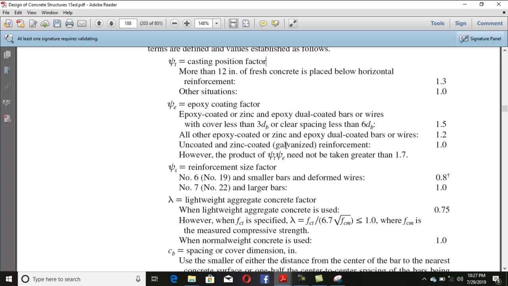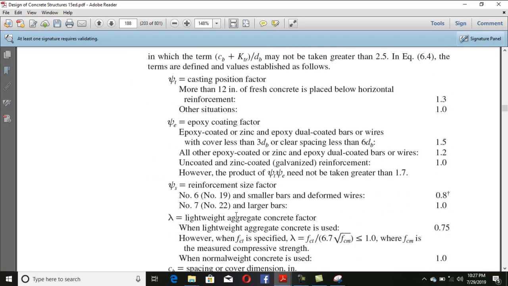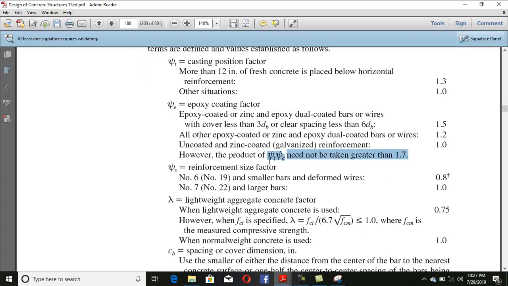Uncoated and zinc coated galvanized. Okay. This is a very important term. Uncoated: if you don't use coating, or you use zinc coated galvanized coating, then it will be 1. However, it is very important that psi T and psi E should not be greater than 1.7. If you multiply these two factors, psi E and psi T, the product of these two will not be greater than 1.7. It is another restriction of the ACI code.